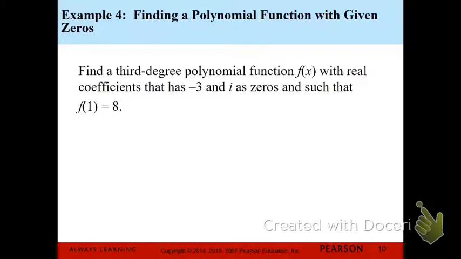Alright, so example 4, we're going to find a third degree polynomial function with real coefficients that have -3 and i as zeros such that f of 1 equals 8. So what does it mean by a third degree polynomial? That is the exponent, our largest exponent. So if my largest exponent is a 3, what does that mean? We're going to have 3 zeros.